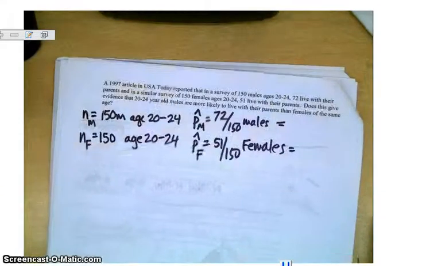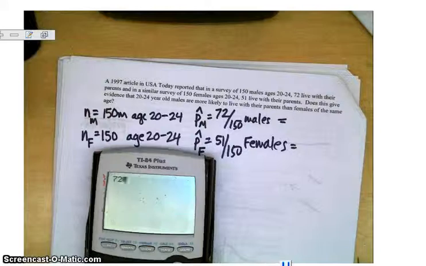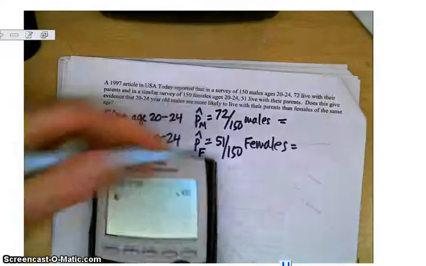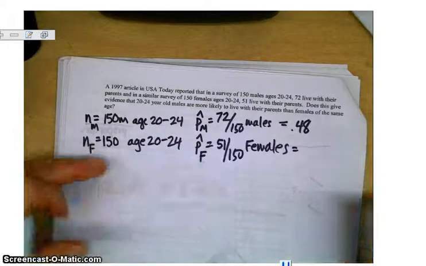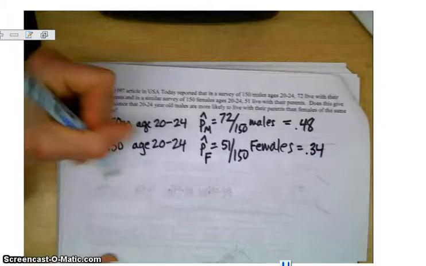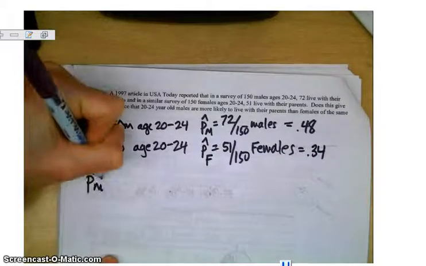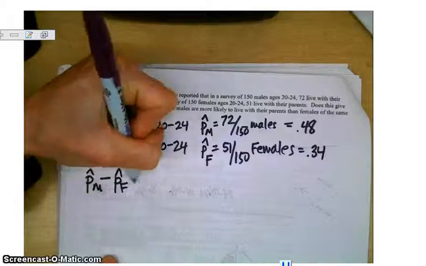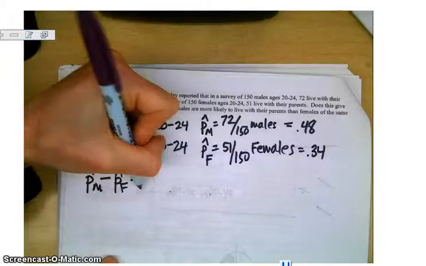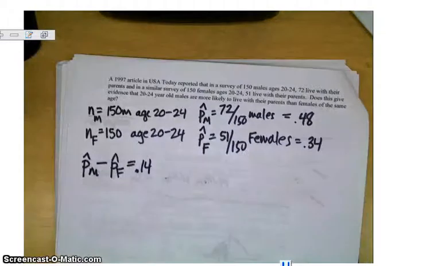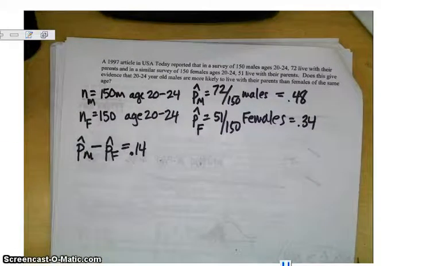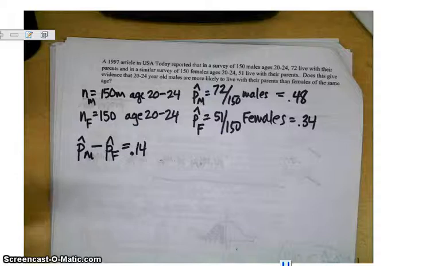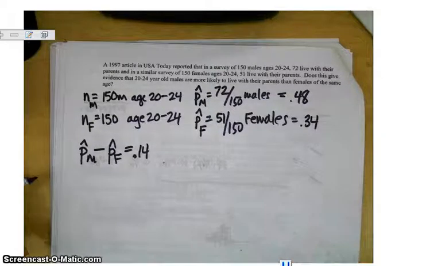All you're doing is dividing them. So 72 divided by 150 is 0.48, and 51 divided by 150 is 0.34. So the difference in the proportions, p hat of the males minus p hat of the females, is equal to what? 0.14. So there is a 14% difference. All right, so we've got proportions, and we've got two proportions, so we're going to do a two proportion z-test.